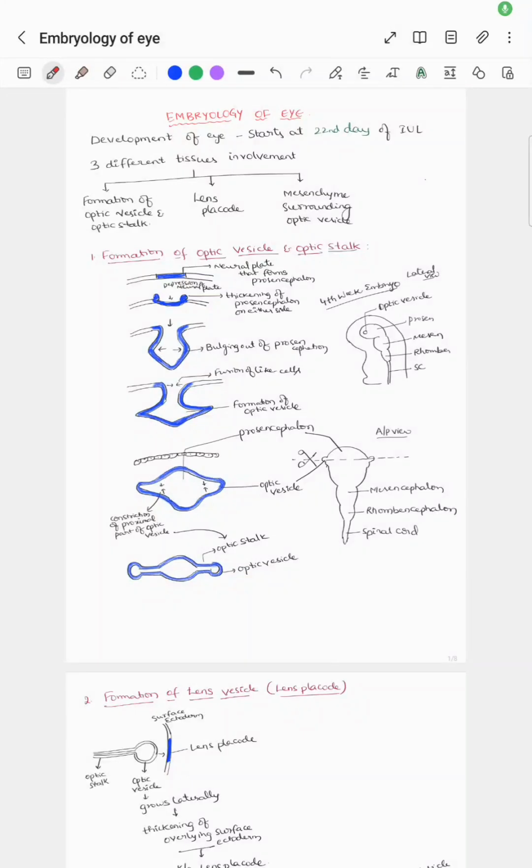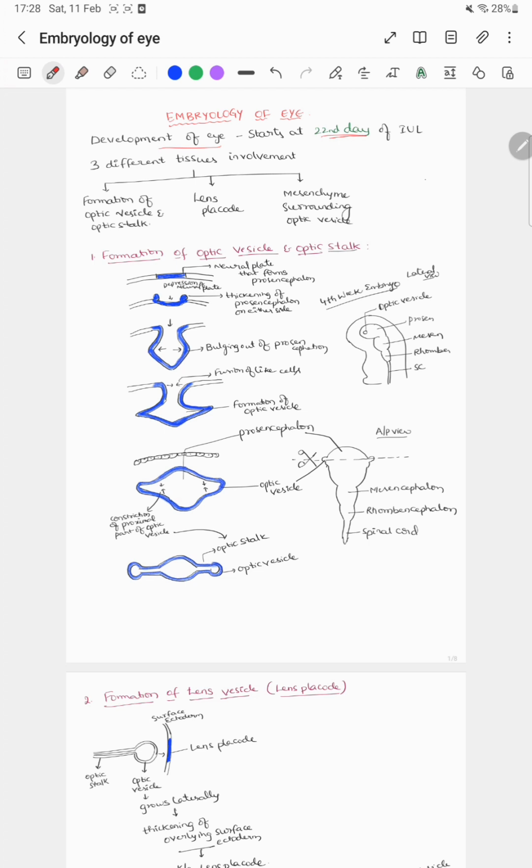Embryology of the eye. Before learning about embryology of the eye, just have a glance at the anatomy of the eye. Usually, development of the eye starts at the 22nd day of intrauterine life. Basically, three different tissues are involved in the formation of the eye. Those are the optic vesicle and optic stalk, the lens placode, and the mesenchyme surrounding the optic vesicle.